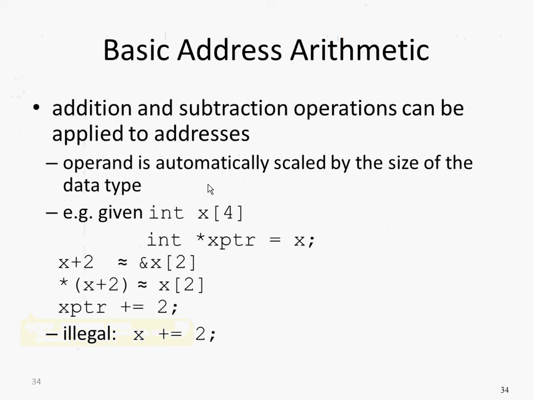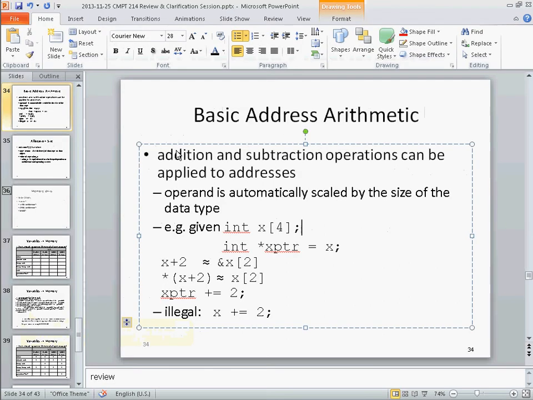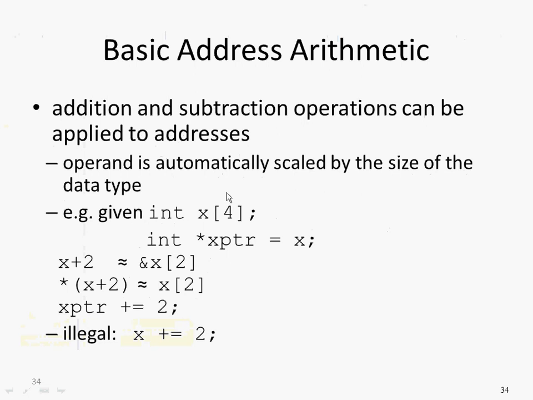Let me put this in just so it's less confusing. Here it's pointing to the beginning of the array. If we do x pointer equals 2, it's now pointing not to the element at index 0, and not to the element at index 1. It's pointing to the element at index 2. You can't do x plus equals 2 because this is the name of the array. You can't add something to it. Are people comfortable with that?